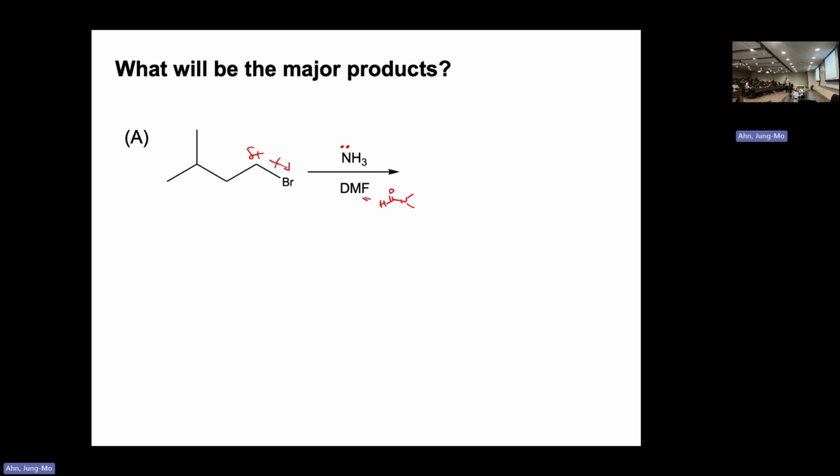This is dimethylformamide. That's a polar aprotic solvent. So this is not the one that participates in the reaction. What is doing the reaction is ammonia. Ammonia is a base. I'm not saying it's a strong base. It's a kind of moderate base. It's a moderate nucleophile. So it may be acting possibly for the SN2, possibly for the E2.